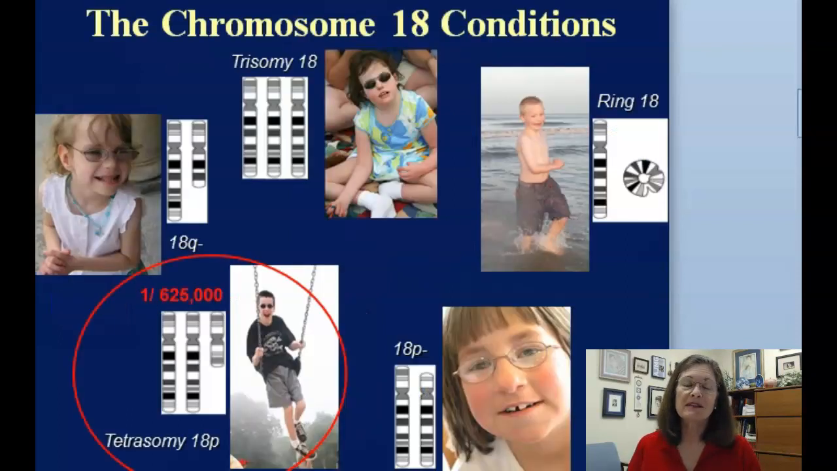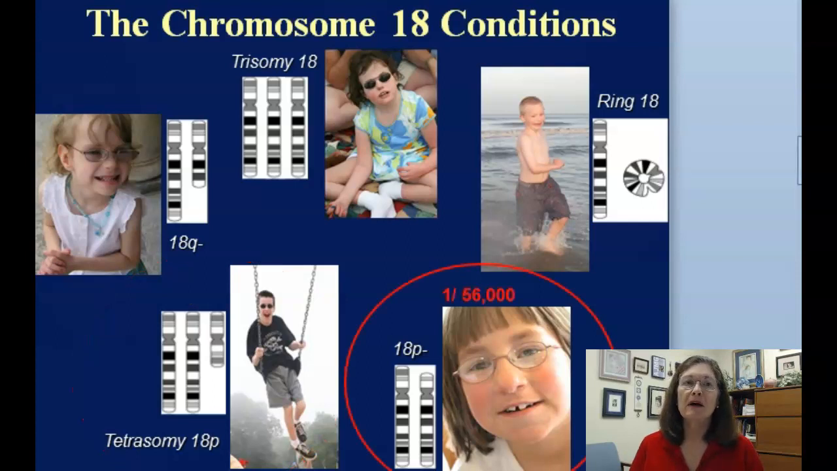Then there's tetrasomy 18p. This is very rare. It only occurs in 1 in 625,000 births. And these individuals have 2 normal copies of chromosome 18, but they have an extra chromosome. And that extra chromosome is made up of 2 p arms. So they have 1, 2, 3, 4 p arms, and so we call it tetrasomy 18p. And most of these people have exactly the same duplication. There's only a couple of people who have a little q arm material, but most of them have the entire p arm duplicated. So that group is pretty homogeneous.